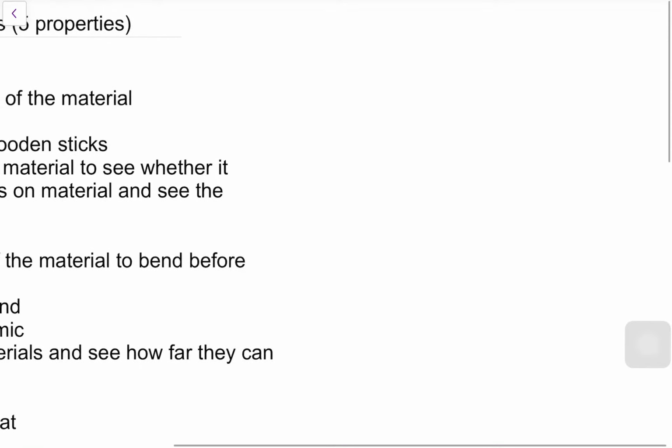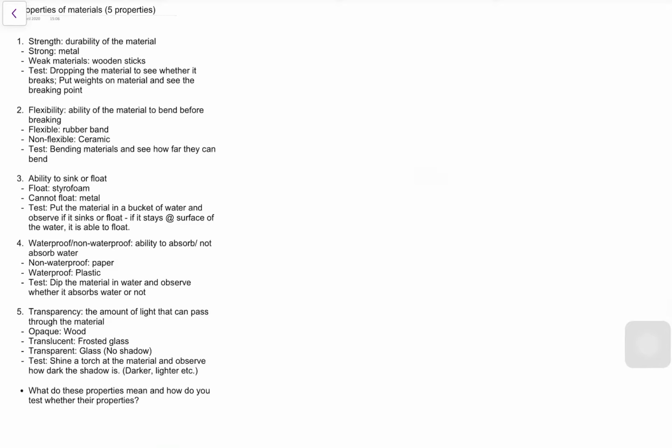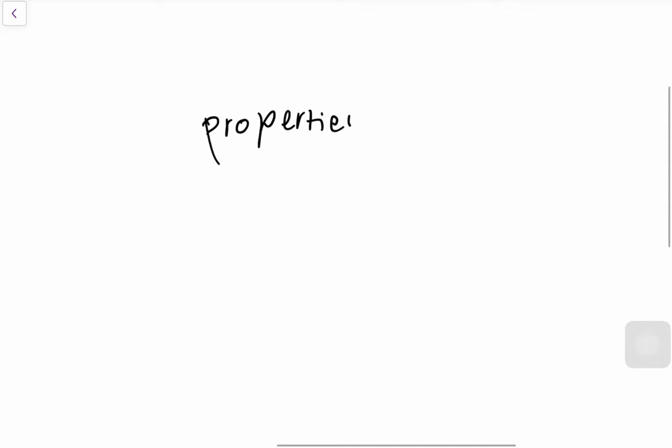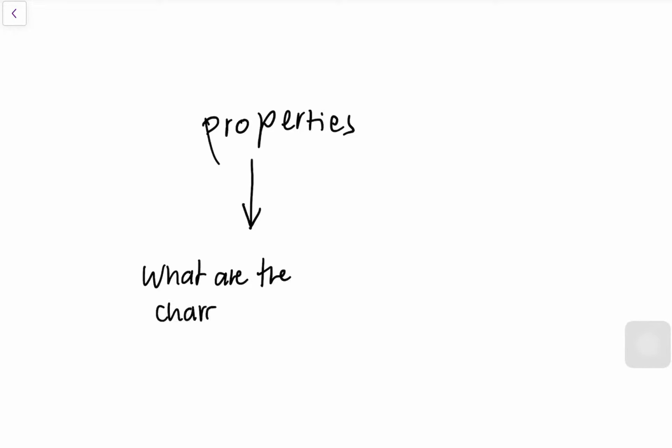So what do we mean when we are talking about properties of materials? So let's just take a look at an explanation over here. So when we are talking about properties, what we are essentially asking is what are the characteristics of something.